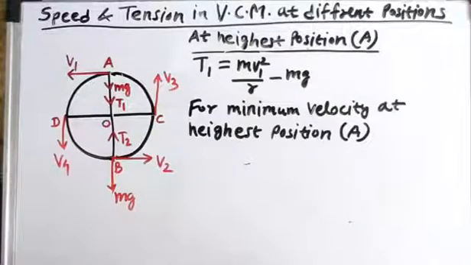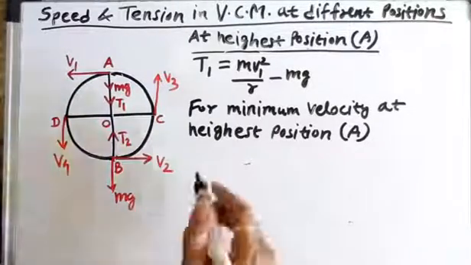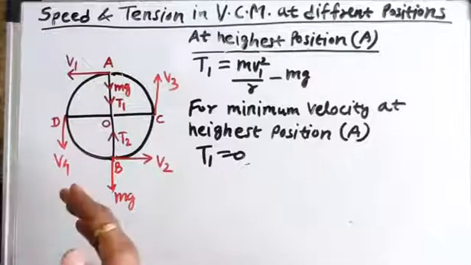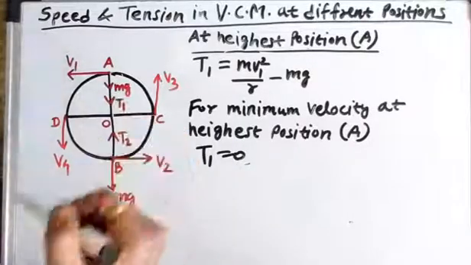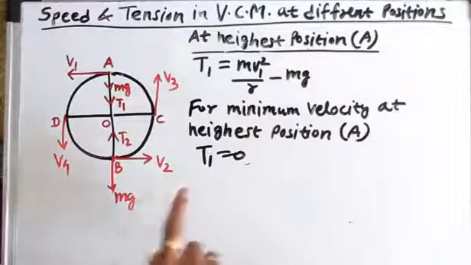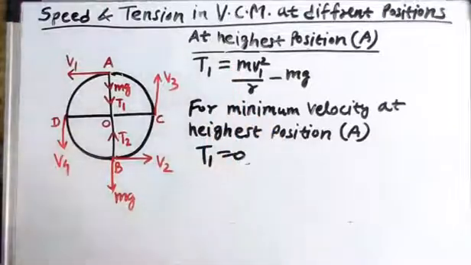For finding the minimum speed at the highest position, we consider the tension T1 equal to 0. Even though the tension T1 in the string is 0, the particle is still able to complete the vertical circular motion, because in this case the required centripetal force is provided by the weight of the object itself, and the motion is such that the string should not be slack. It means the string should remain straight and the particle will just pass from point A. So we put T1 equal to 0 in the above equation.